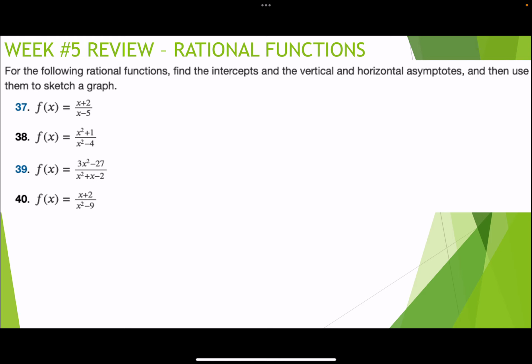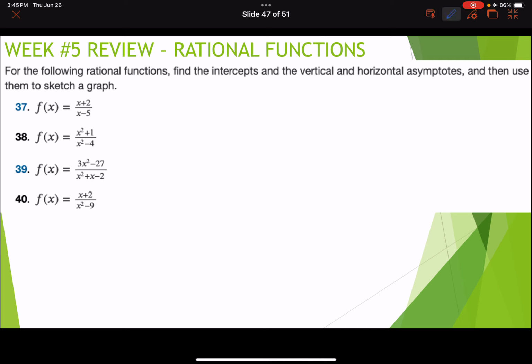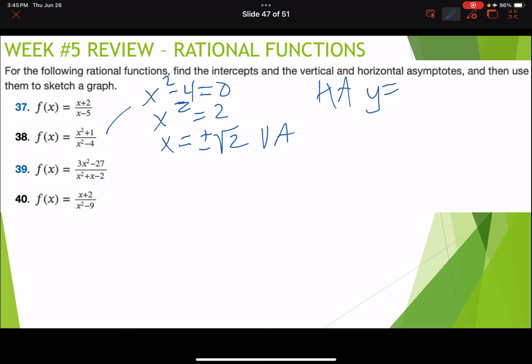Okay, let's do 38. We want to find the intercepts and the vertical and horizontal asymptotes. So vertical asymptotes, remember that's the denominator. That's where the denominator is equal to 0. And so for this one, we would say that x squared minus 4 equals 0. And so that's x squared equals 2, which means that x is equal to plus or minus the square root of 2. So those are our 2 vertical asymptotes. And then horizontal asymptotes, the degrees on 38 are the same. The leading coefficients are both 1. So the horizontal asymptote for this one is y equals 1.